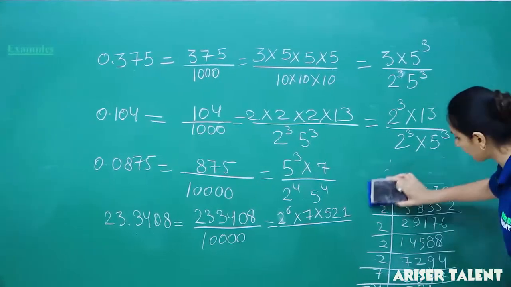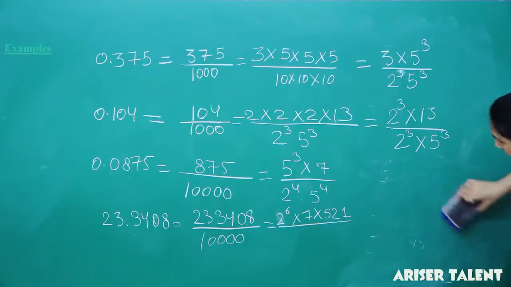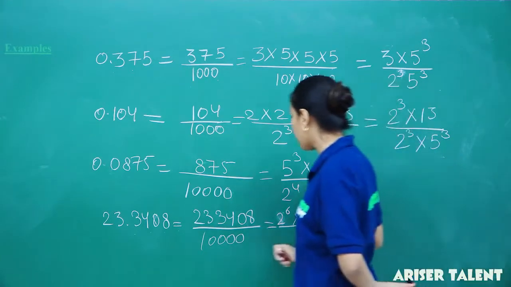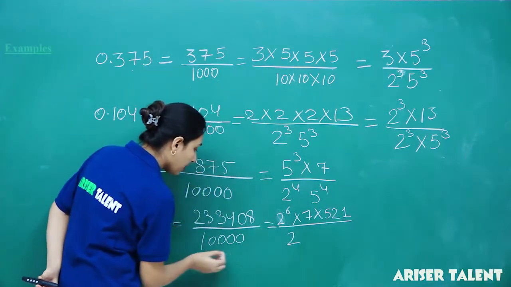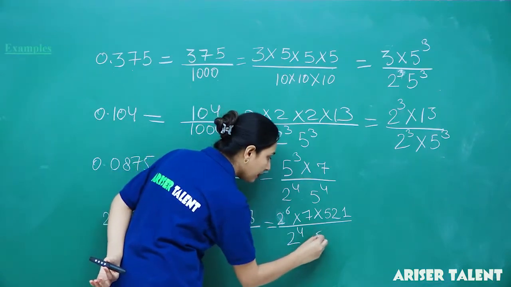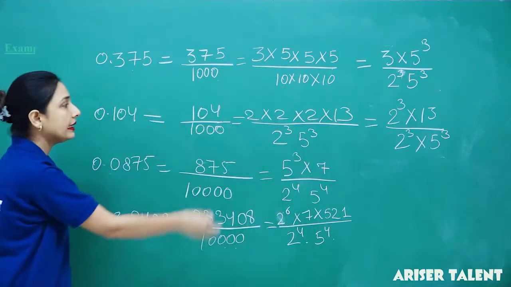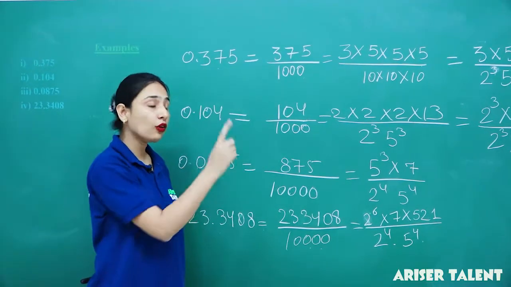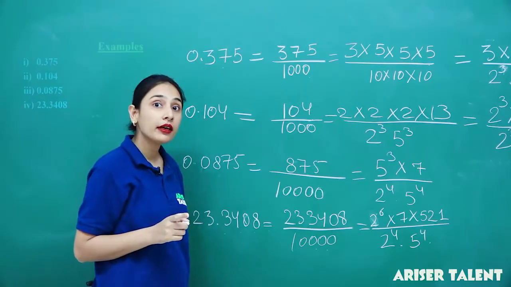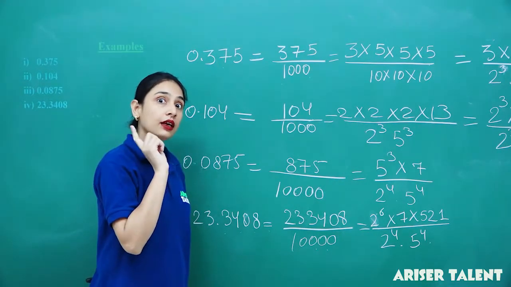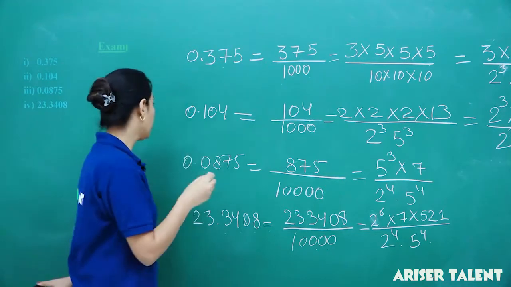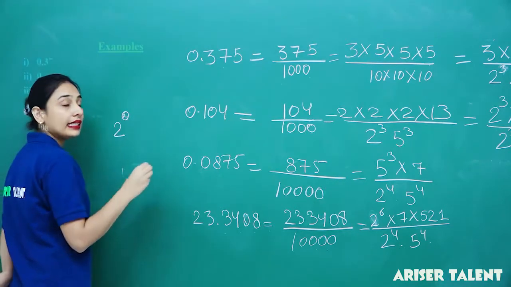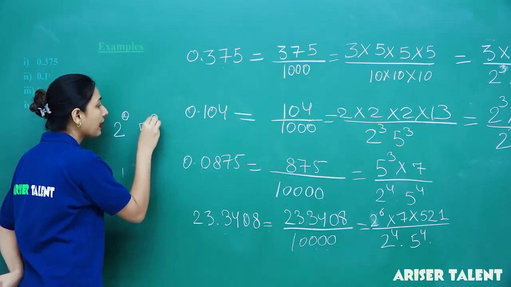Okay, I am rubbing this part. Even you will do this part in your rough work. 2 raised to power 4, 5 raised to power 4. So, these are prime factorizations, and what is common? The denominator of each and every term has factorization in the form of some power of 2 and some power of 5.